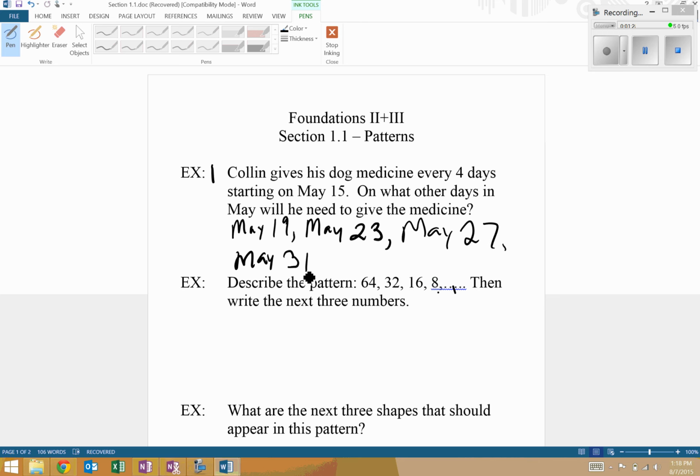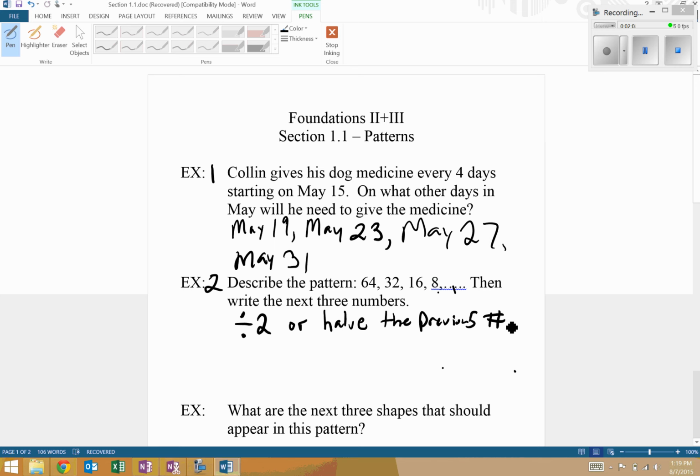Okay, so example two is just a normal number pattern. The first part of the question asks you to describe the pattern. The next part then asks you to write the next three numbers. So you're looking at 64, 32, 16, 8. You would want to describe that pattern. You could say a couple different ways. You could say the pattern would be to divide by 2, or have the previous number halved. So that would be describing the pattern.